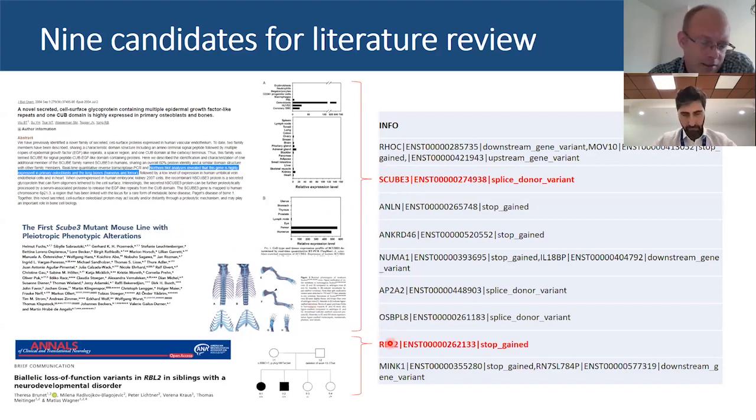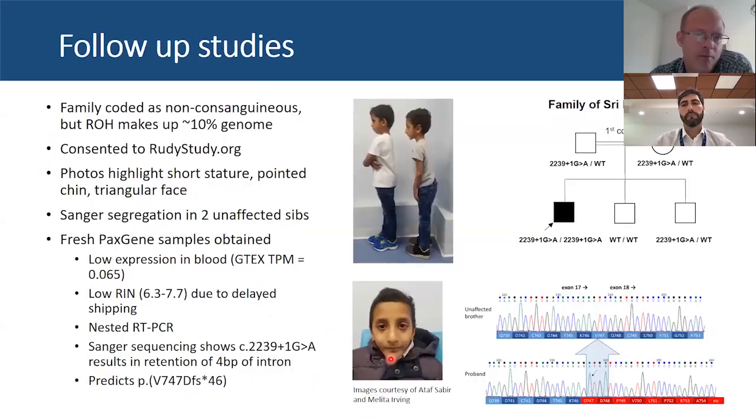A second candidate gene was quite a well-known gene in terms of cell cycle biology, but it hadn't been linked at that time to monogenic disease, although there's now one family reported in the literature. So of these 9 candidates, actually 2 of them looked pretty interesting, and Scooby3 we're talking about today, but we're also collecting families for this other gene still.